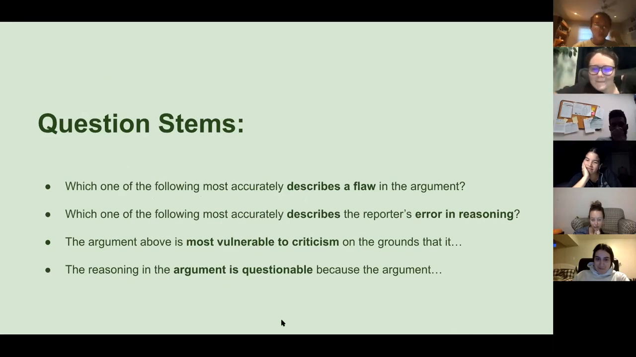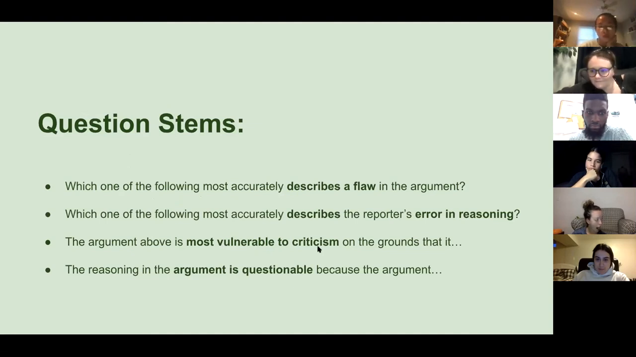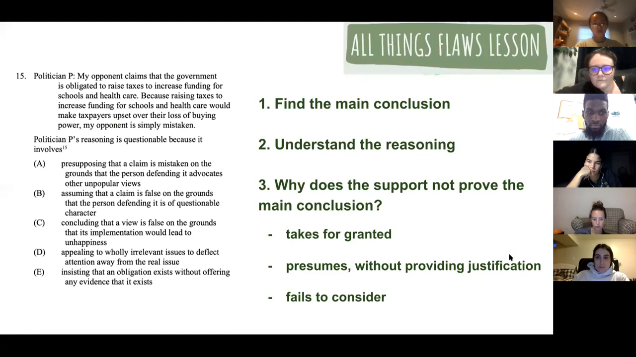Our question stems will say things like describes the flaw, describes the error in reasoning, is most vulnerable to criticism, or the argument is questionable. These are a very common question type. Sometimes you'll have 2, 3, 4 on a section. And with that, we're going to go ahead and get started.